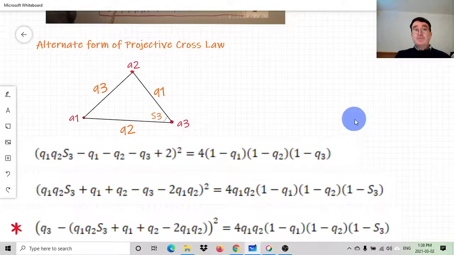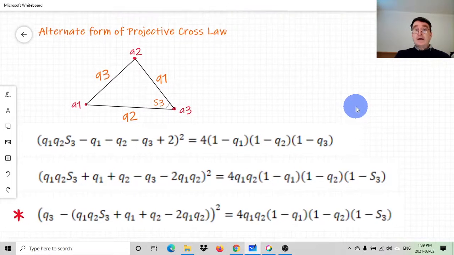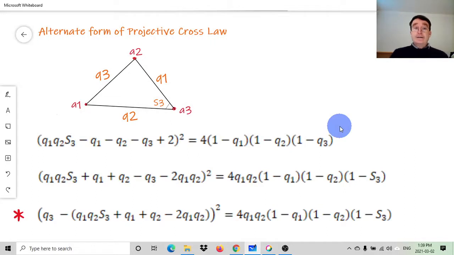Basically I followed the same procedure he did for creating the projective quadruple quad formula for my solution for finding the projective double cross formula. Okay, so the first thing we need to do is we start with the projective cross law. So here we have a projective triangle with points A1, A2, and A3. And side quadrances Q1, Q2, and Q3. And here is the spread at point A3.